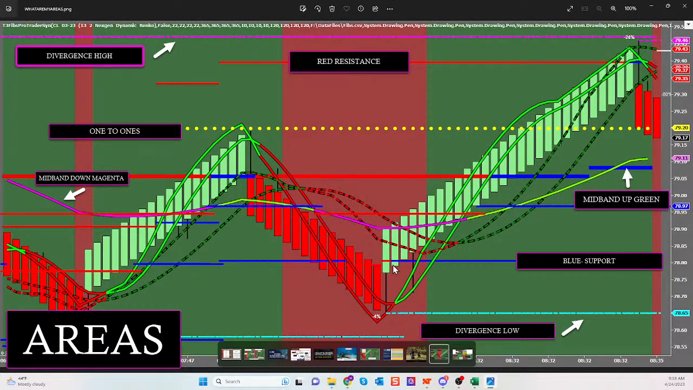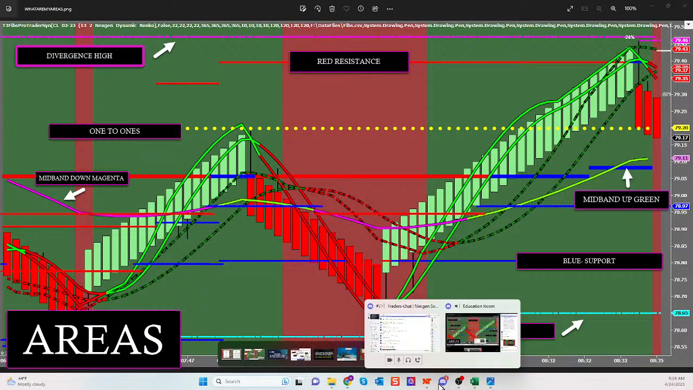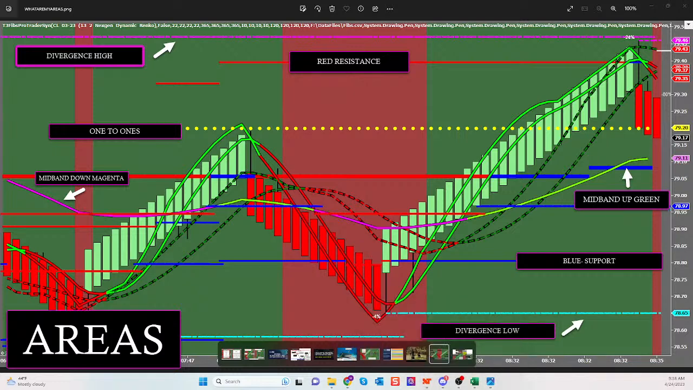It may be a divergence high. Excuse me, guys. Allergies are full tilt boogie up here in the Pacific Northwest.